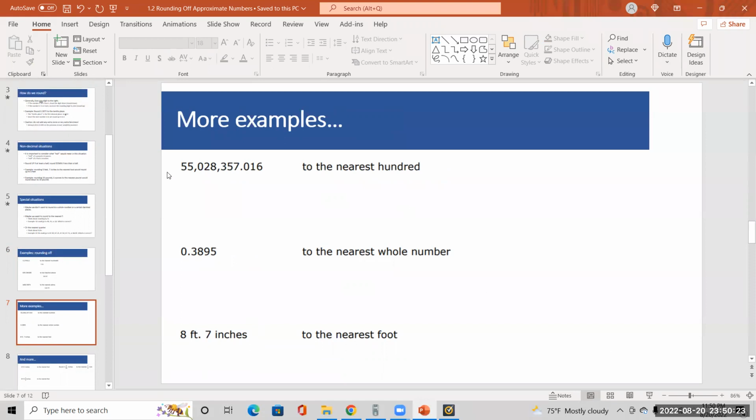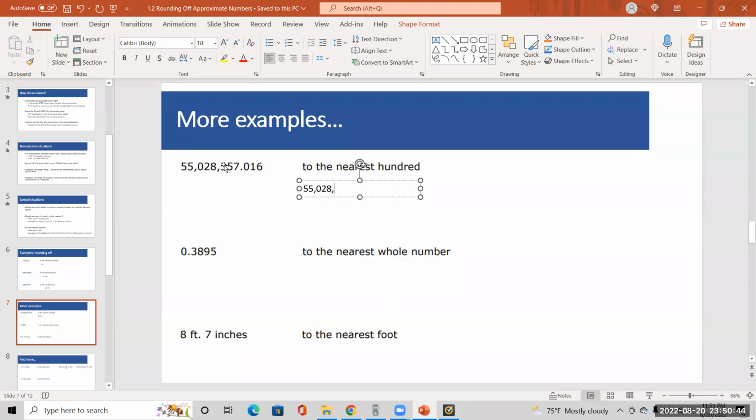We have this really big number, and we want to round to the nearest 100. Now this is where we have to be very careful. We're talking about 100, not hundredths. So we want it to the nearest 100, which is right here, okay? This decimal place right here. So we're still going to have our 55,028.